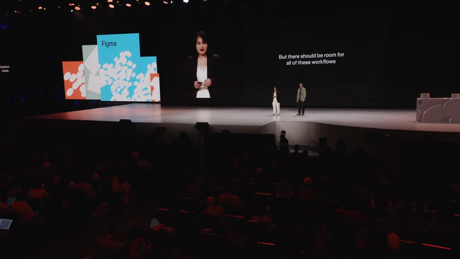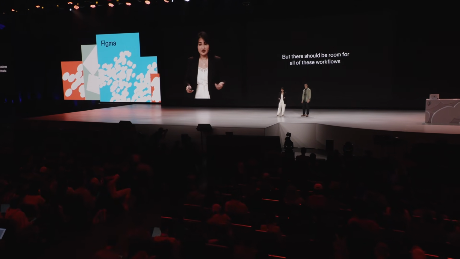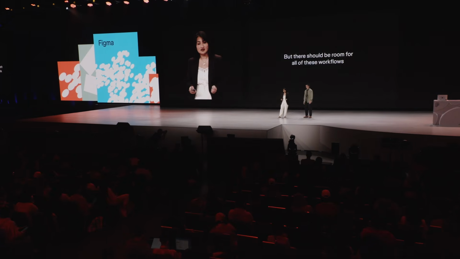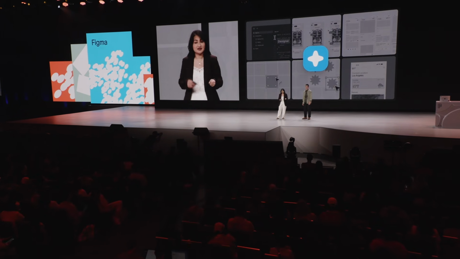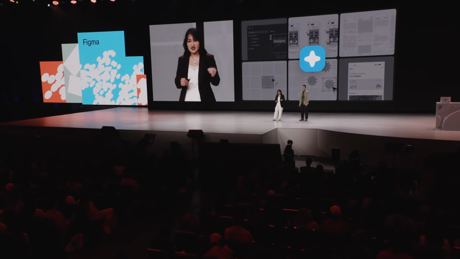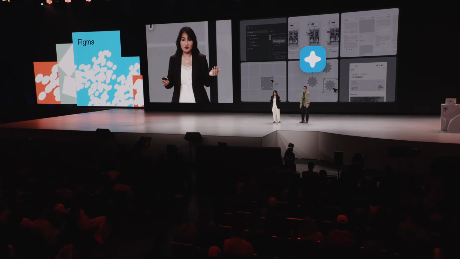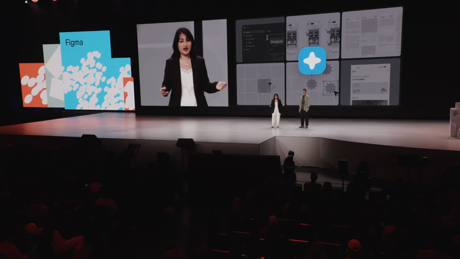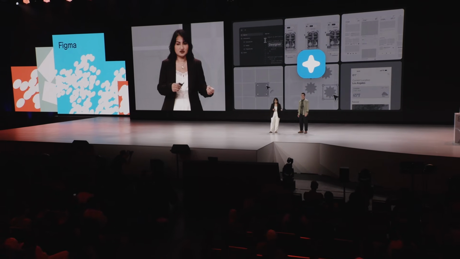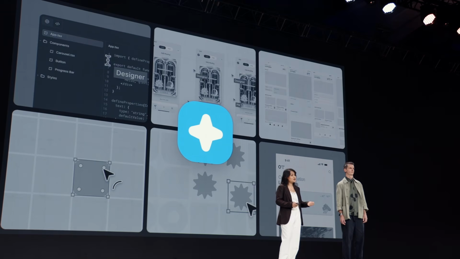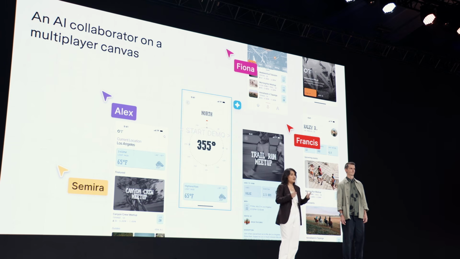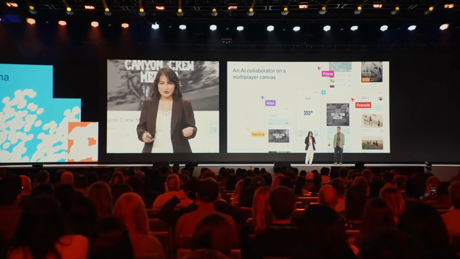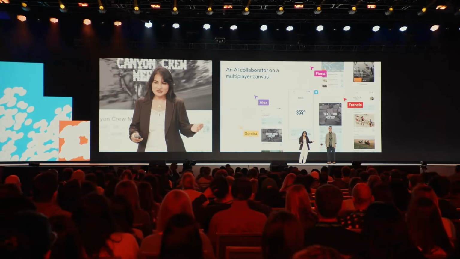And so we don't think it should be one way or another. There is room for all of it at different times. Sometimes you want to be heads down and do some solo work. Other times you want to come up and share the work that you've been working on. Sometimes you want to go deep, and sometimes you want to go wide. And there isn't one best way to work because all of it's important at different times, and that is what we wanted to build: an AI collaborator on a multiplayer canvas that can help you when you need it, and it's embedded into your workflows.